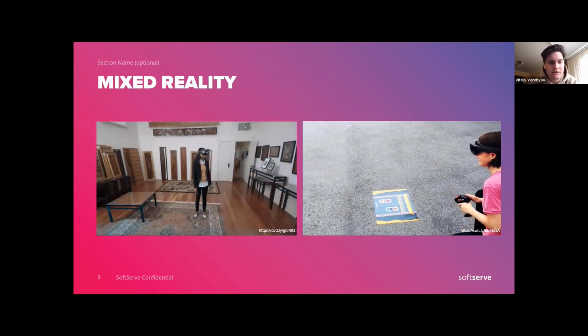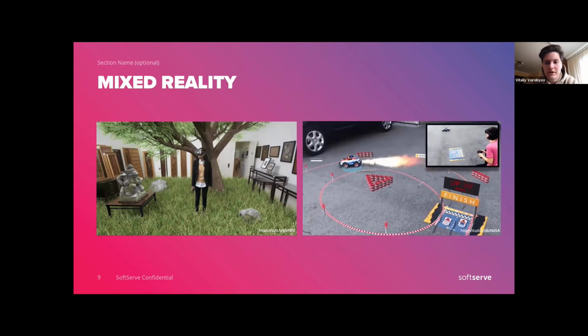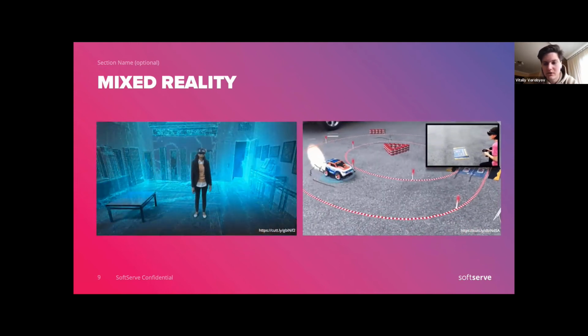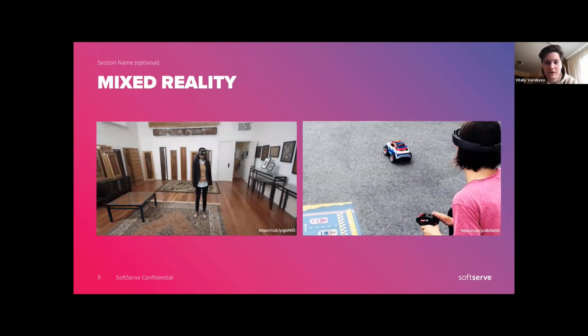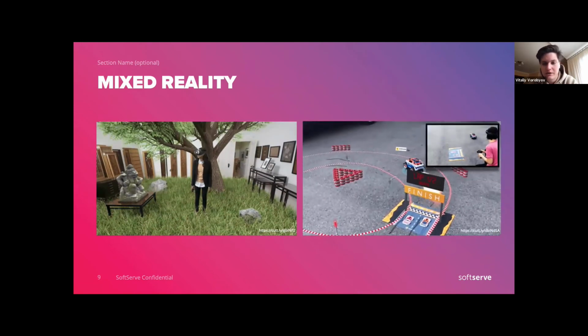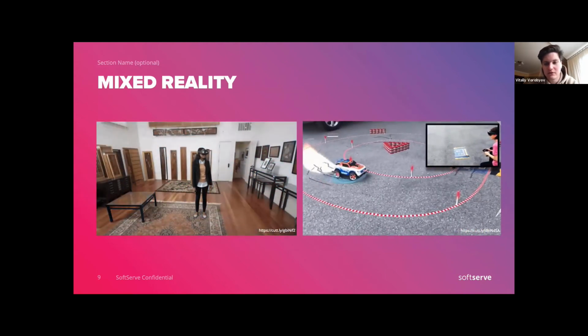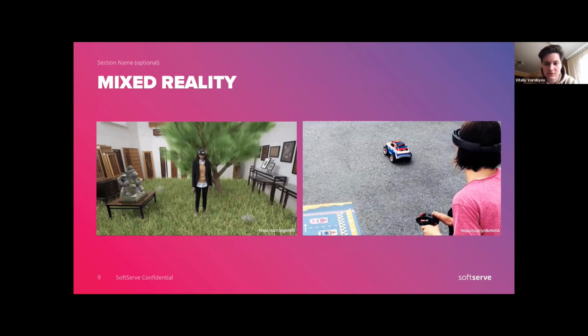The next, in our case, is mixed reality. It is when real and virtual worlds merge together to produce new environments and visualizations, where physical and digital objects coexist and interact in real time. It is based on advancements in computer vision, machine learning, graphics, display technology, and input systems.